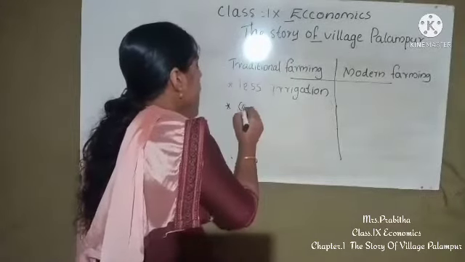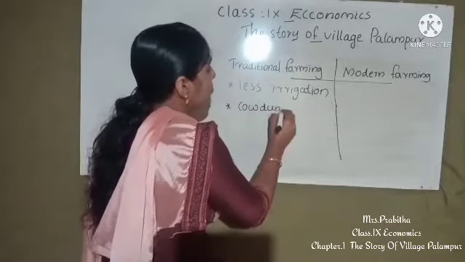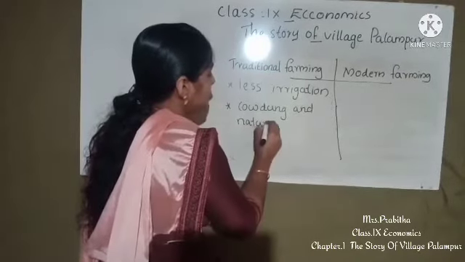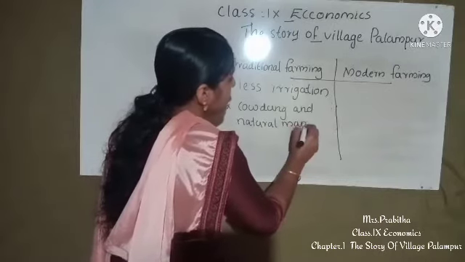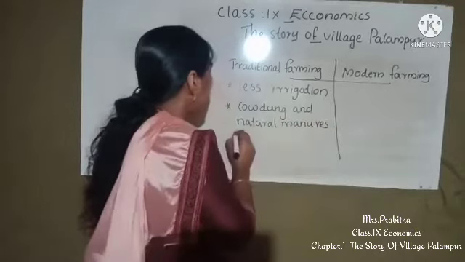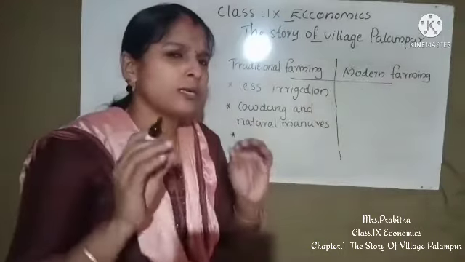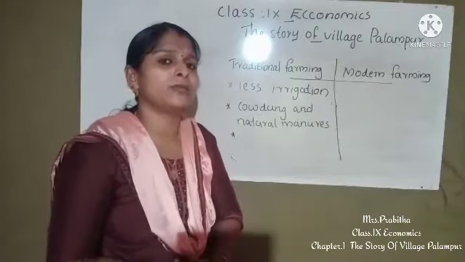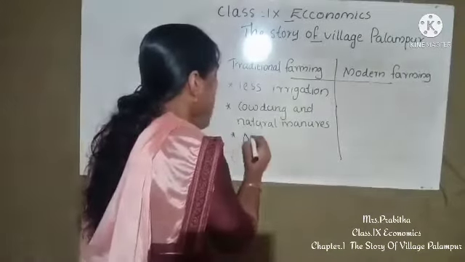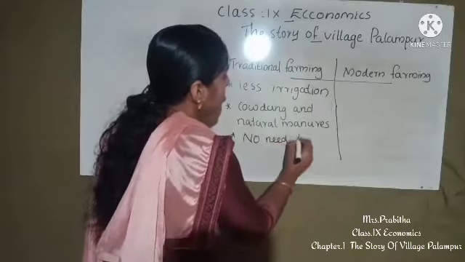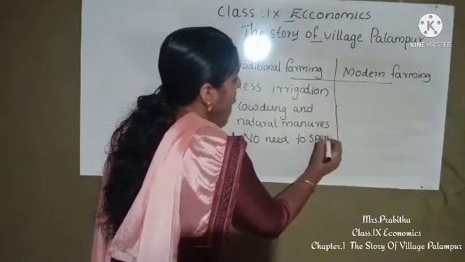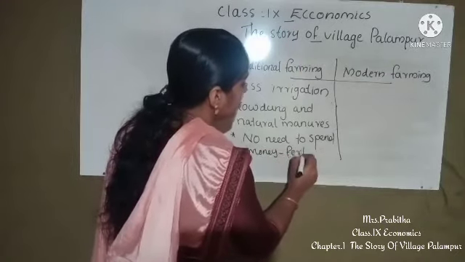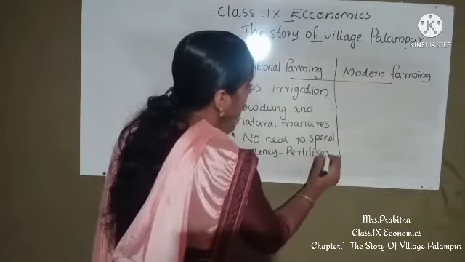Then farmers use cow dung and other natural manures as fertilizers in the traditional method of farming. And we know this cow dung and natural manures are easily available. It is readily available, so they do not need to spend money for buying fertilizers. Okay, that was the traditional method of farming.